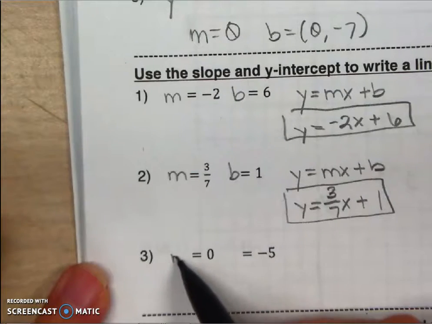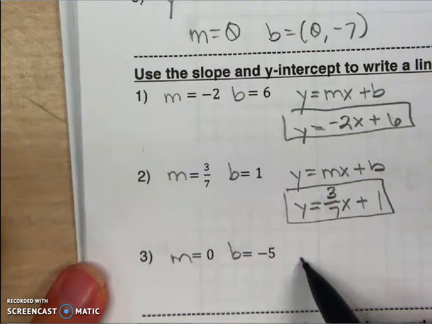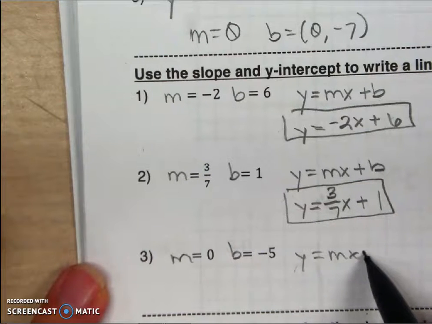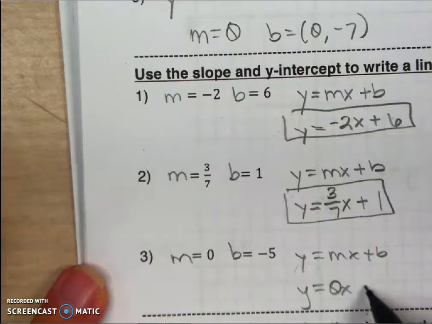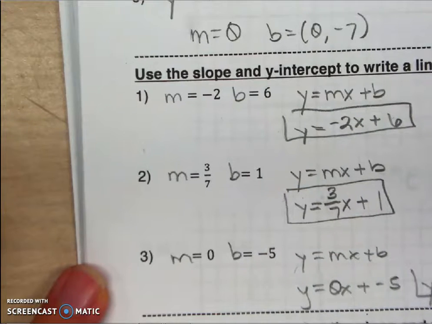All right, how about this one? M is 0, b is -5, y equals mx plus b. So that means y would equal 0 x's plus -5. So that means I could just write this as y equals -5 would be this equation.